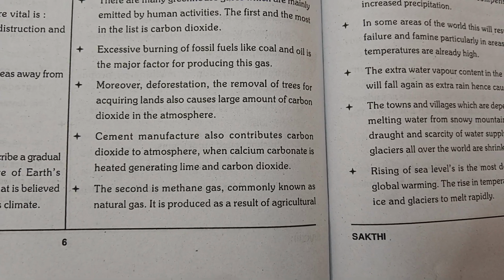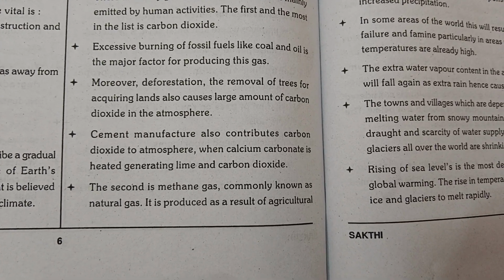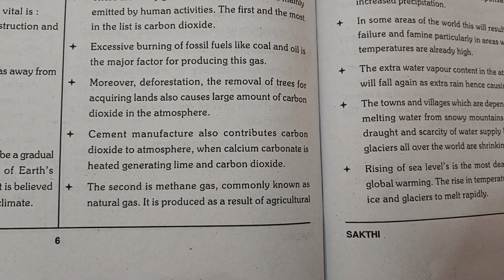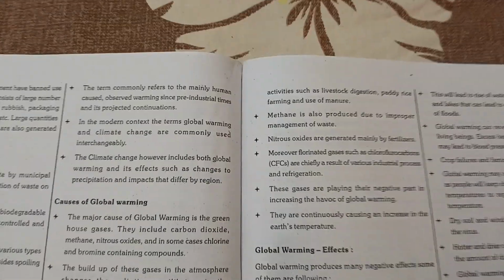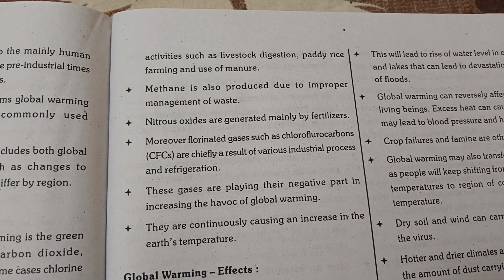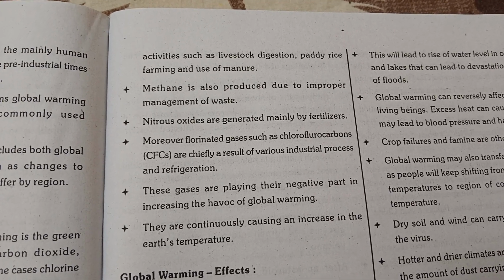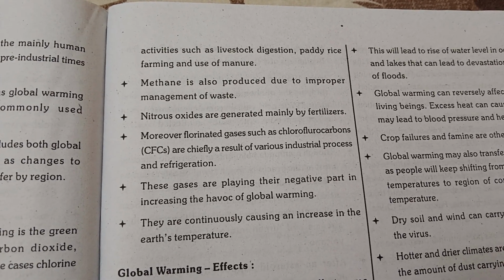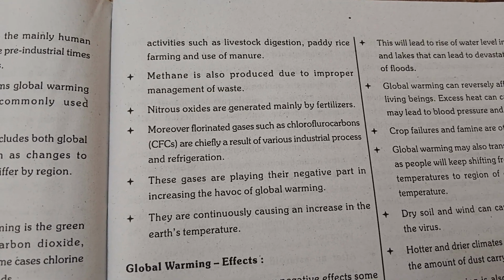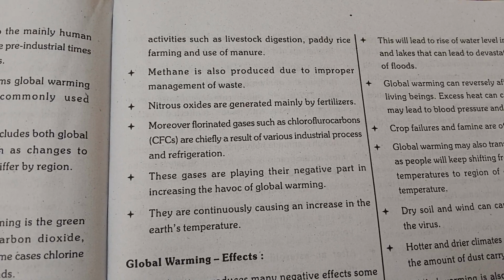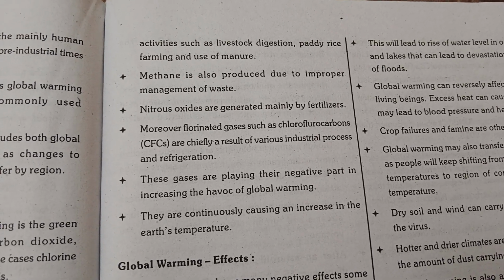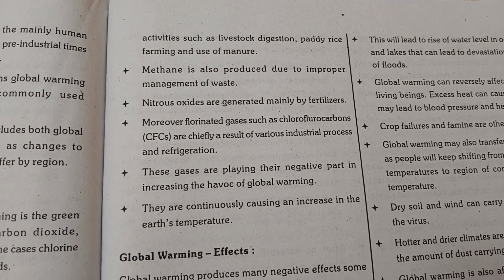The second is methane gas, commonly known as natural gas. It is produced as a result of agriculture activities such as livestock digestion, paddy rice farming, and use of manure. Methane is also produced due to improper management of waste.